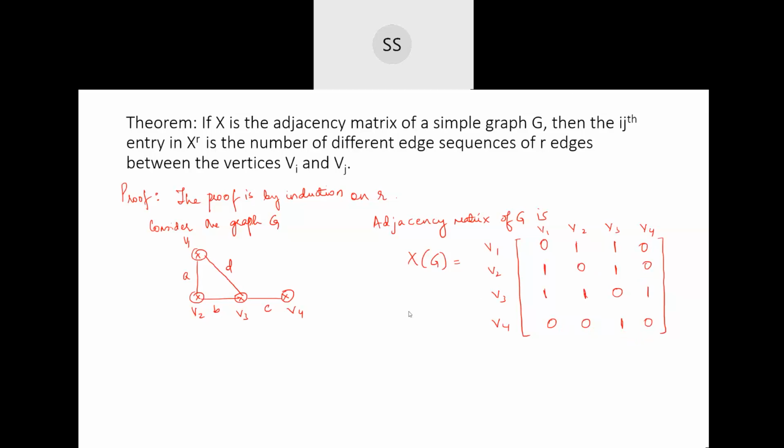Okay. Now you have to keep this adjacency matrix in mind. Only then we will be able to do the things. So keeping this in mind, first of all, we'll take the value of R. R is equal to 1. So I'm going to write: let R is equal to 1.